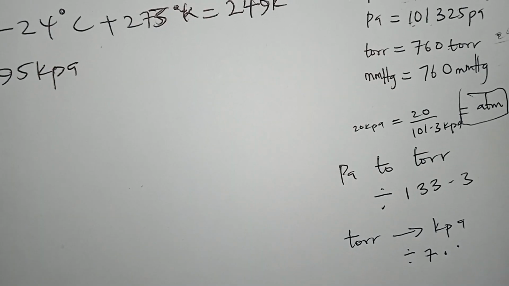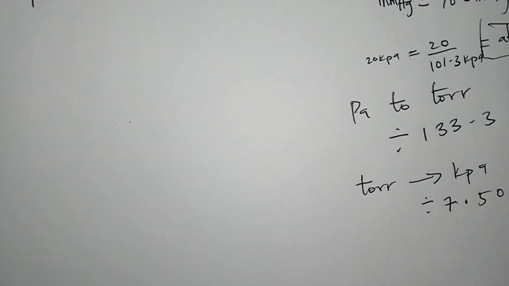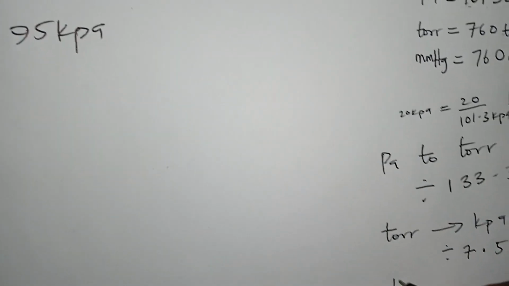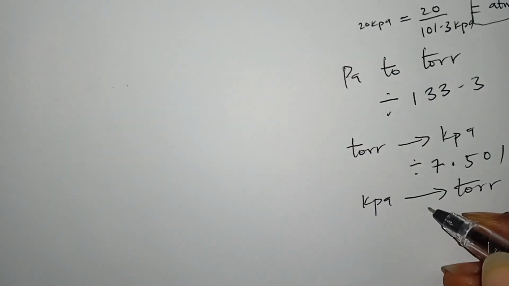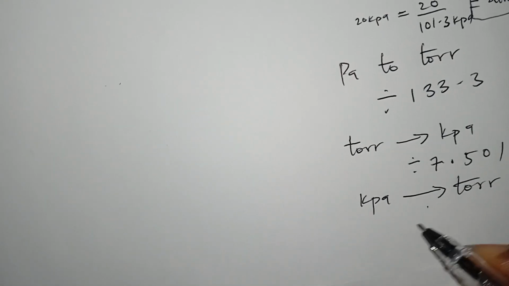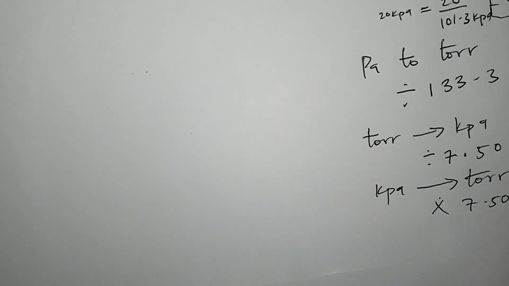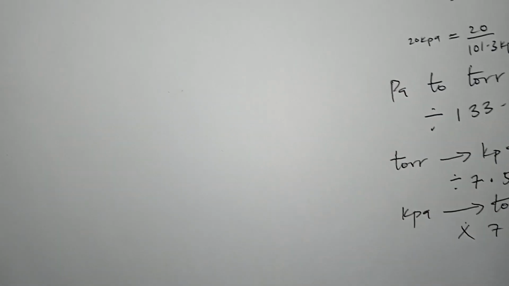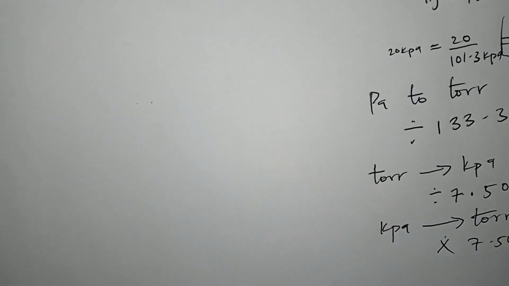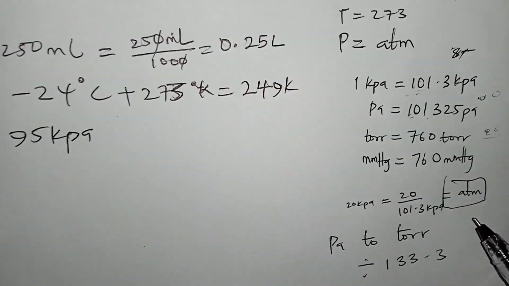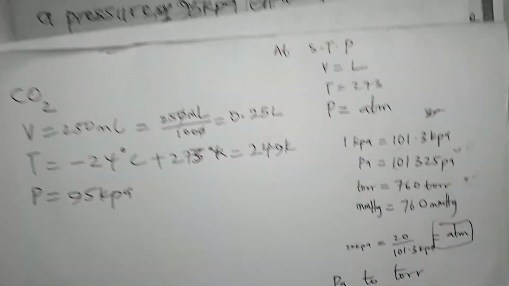I just want to believe I'm correct. So just divide by 7.501. Now if you want to convert from kilopascal to torr, just do the reverse. From torr to kilopascal you divided, so from kilopascal to torr multiply by 7.501. Now from kilopascal to atm, you already know you divide by 101.3. So if you want to convert from atm to kilopascal, that means you multiply. So there you have it.